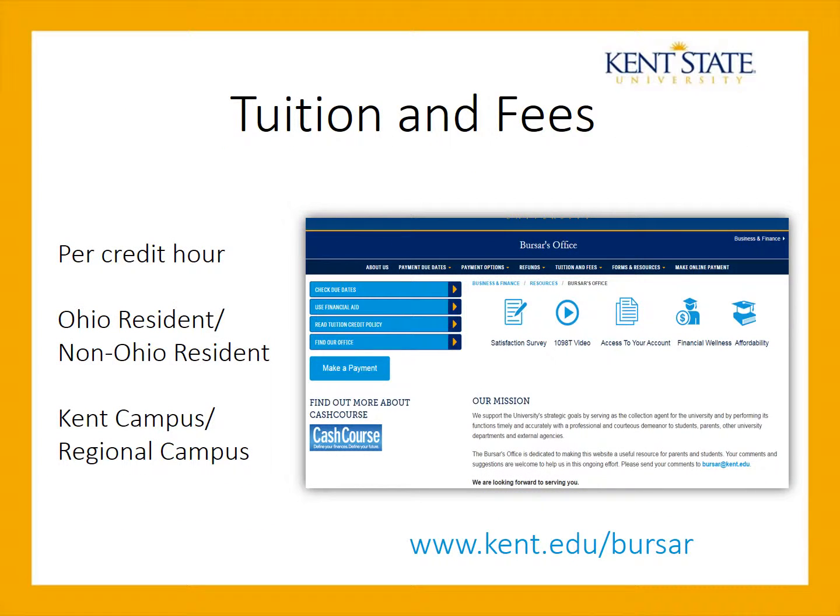The first direct cost that is going to be listed on your invoice will be tuition and fees. On the Bursar's website, you can find the tuition cost per credit hour for both the Kent campus and regional campuses for Ohio residents and non-residents. If your student is going to be full-time, which is currently 12 to 18 credit hours, you can find the tuition charges in the chart and see that there is a flat rate applied to these students. Each additional credit hour above 18 is then charged an additional fee per hour.